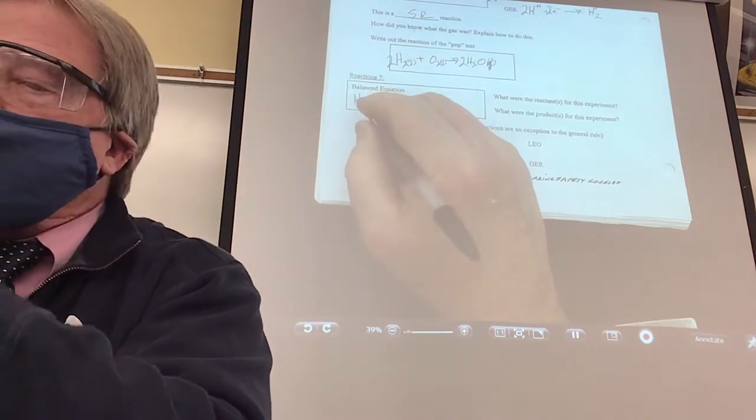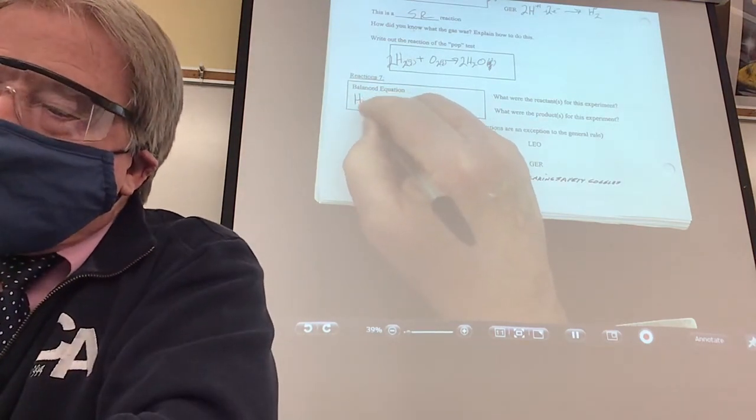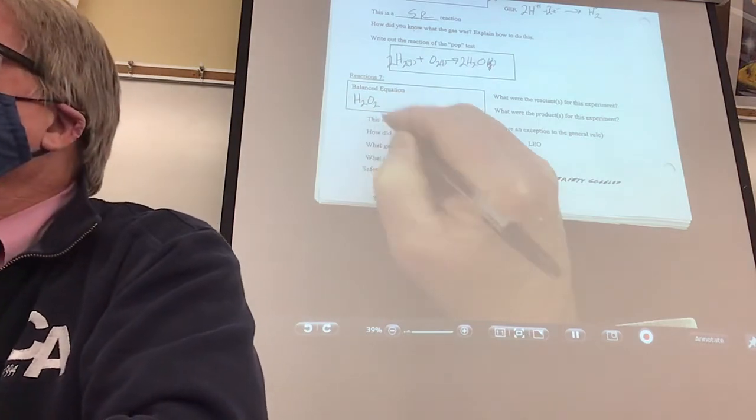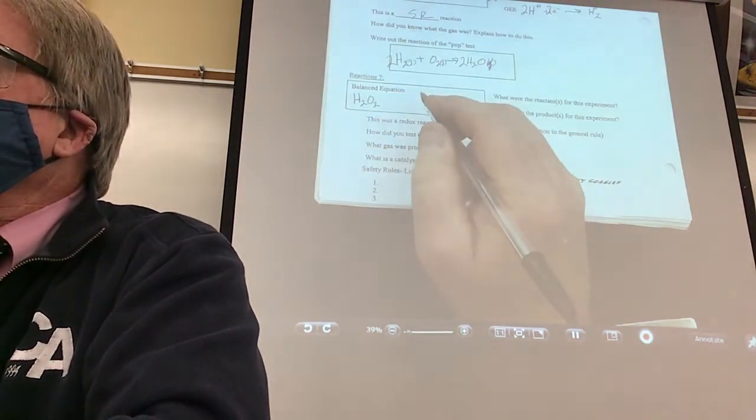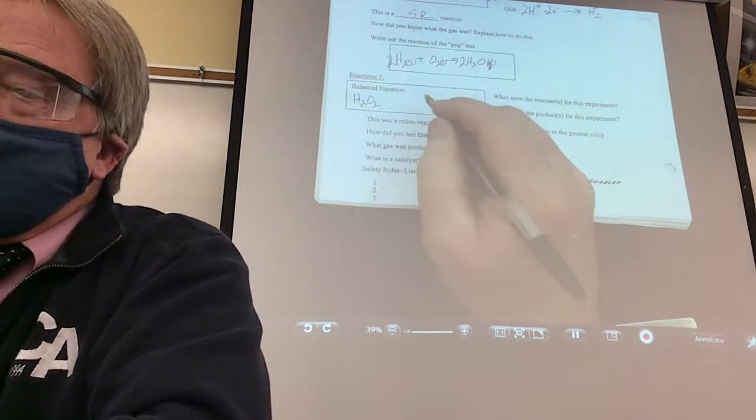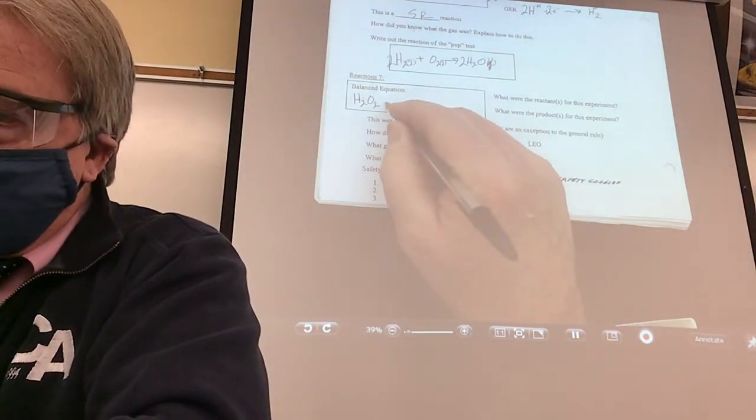2H2O2. Give it to me without the coefficients first. What is it? H2O2. What's that called? What color was that? It was clear. It looked like water. Now what? It yields H2O.